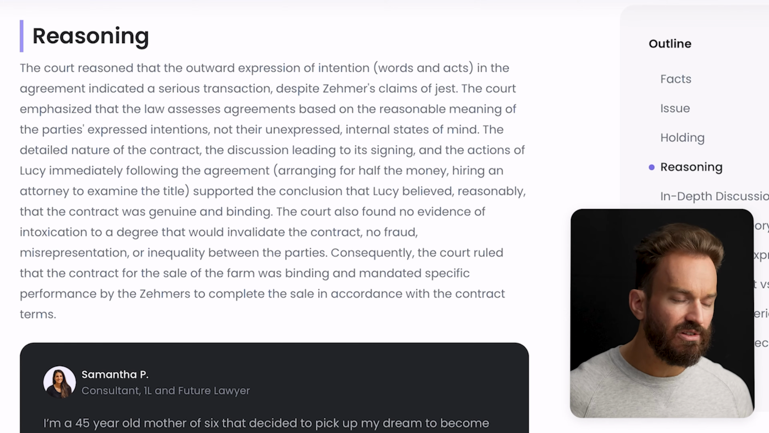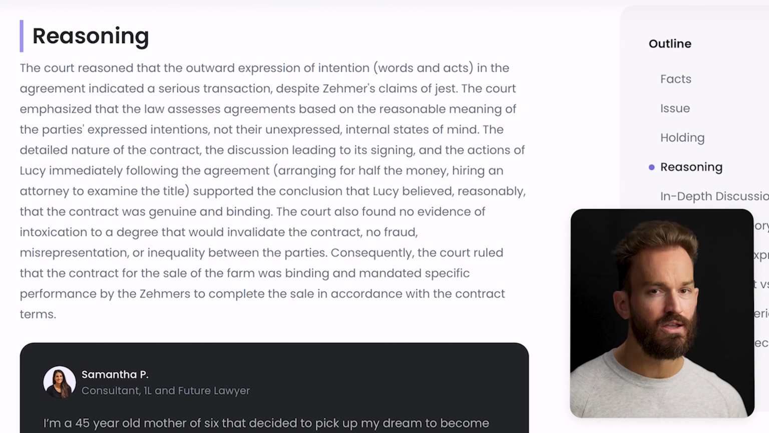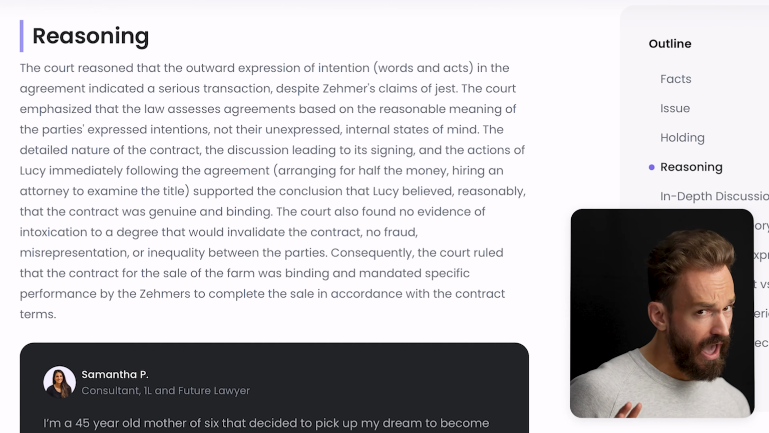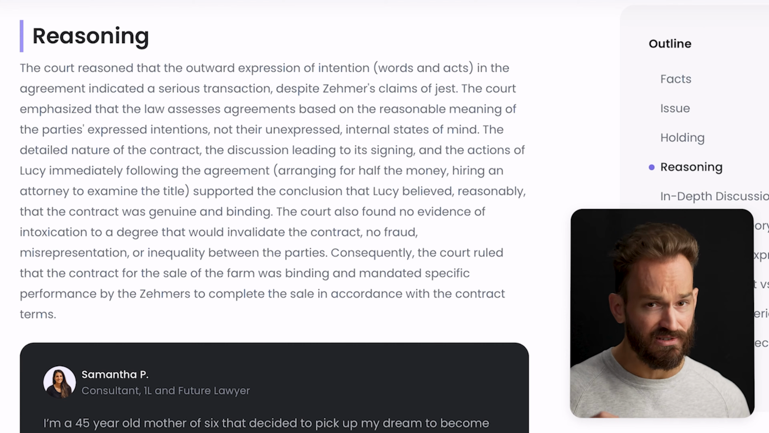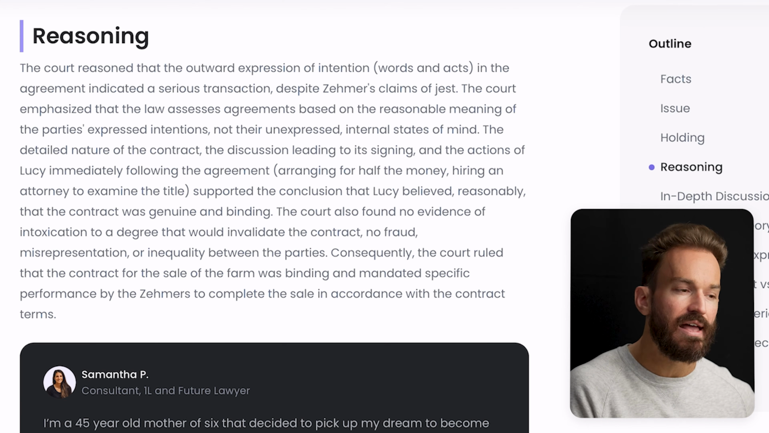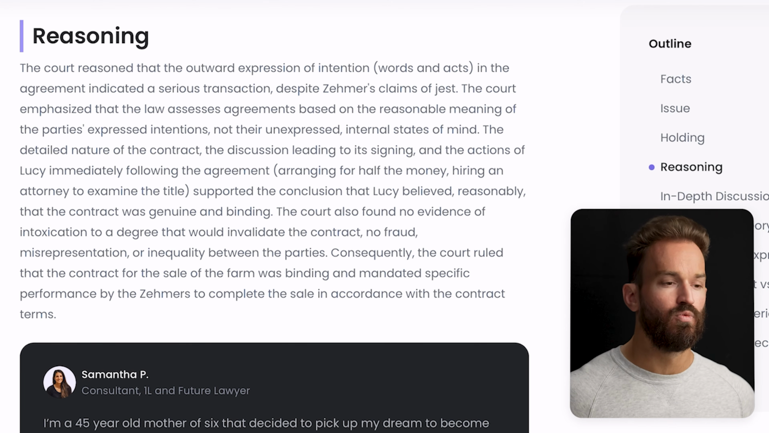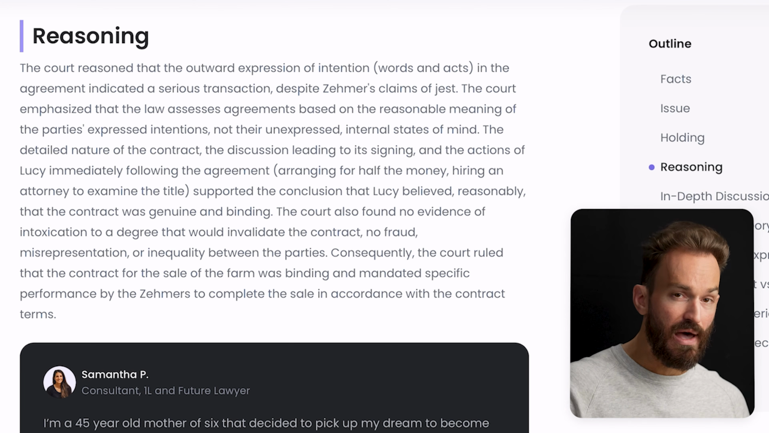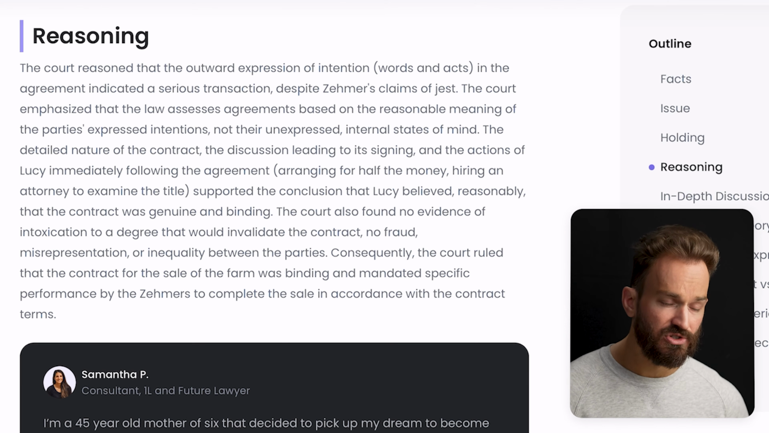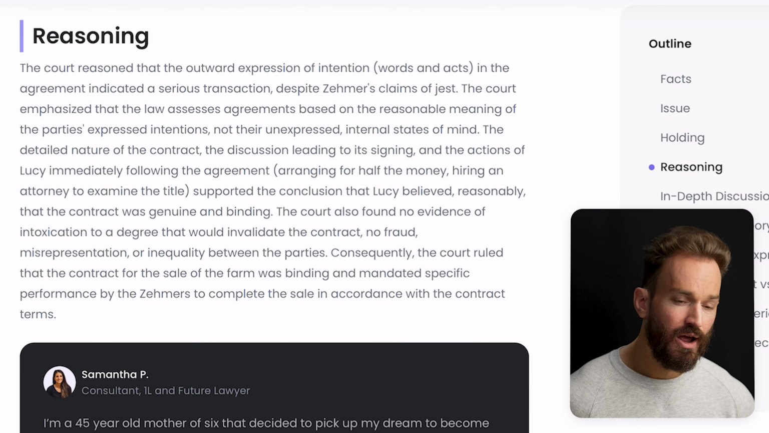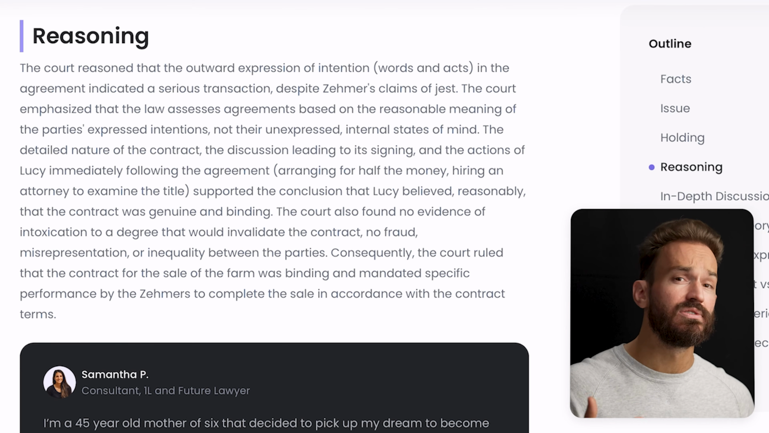sell. Basically, had the Zehmers indicated to Lucy, hey, look, this is all a big joke. We don't actually want to sell this to you for $50,000. Haha, but we'll sign this as a big joke. Like maybe that's then different, right? Because then their outward words and actions would be expressing that they're not serious about selling the farm. But based on what actually unfolds on that night at that bar, there was never a manifestation outwardly by the Zehmers that they weren't serious.